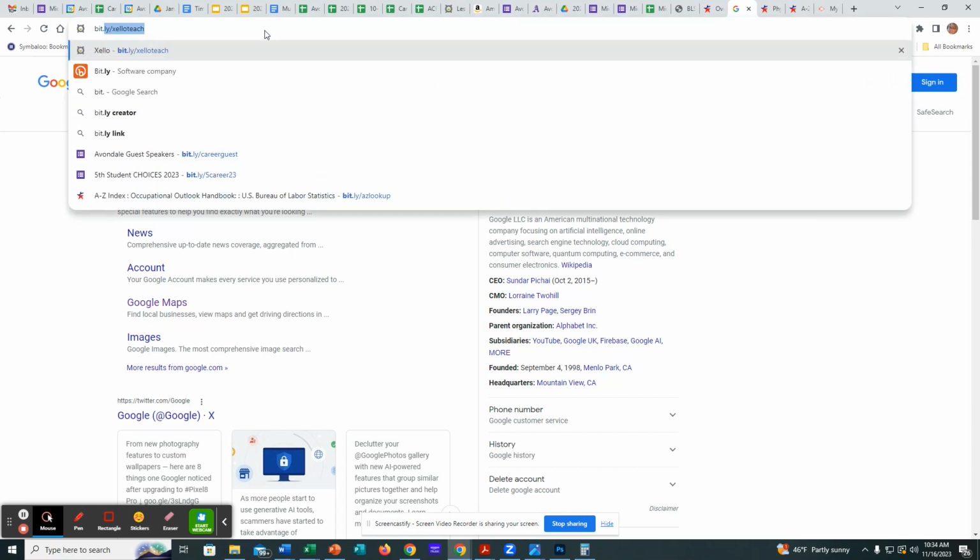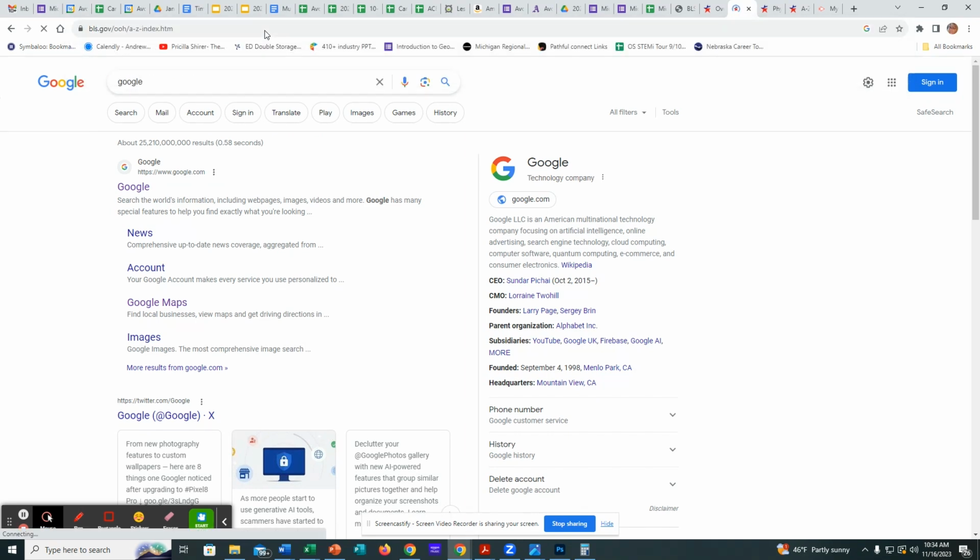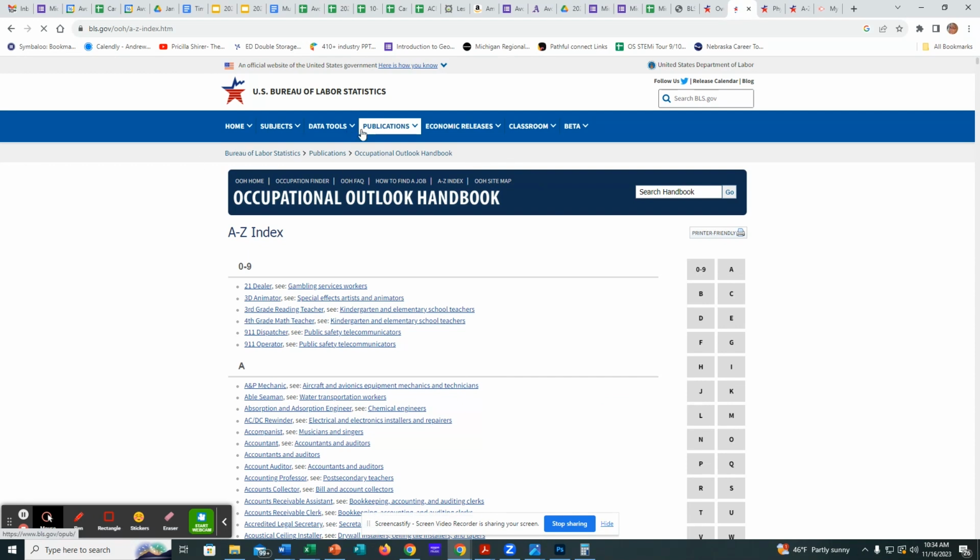But it's bit.ly/AZ lookup, because that URL is a little tricky, so I made a short one for you. And it's going to take you here to the U.S. Bureau of Labor and Statistics, the Occupational Outlook Handbook. And this is an AZ index. So you're going to look up your job alphabetically.